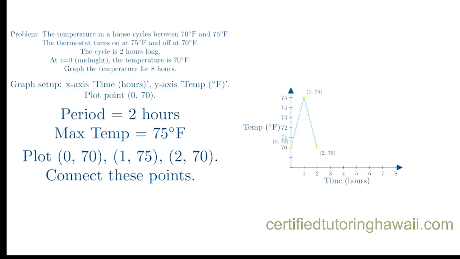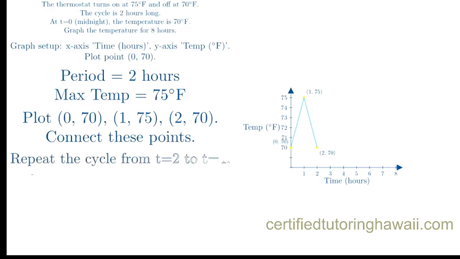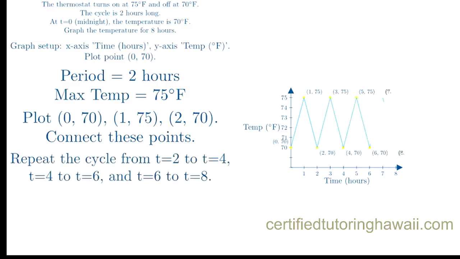To graph for 8 hours, we just repeat this 2-hour cycle 3 more times. The cycle from t equals 2 to t equals 4 will be identical to the first. It will be 70 at t equals 2, 75 at t equals 3, and back to 70 at t equals 4. We do this again for the interval from t equals 4 to t equals 6, and a final time for t equals 6 to t equals 8.